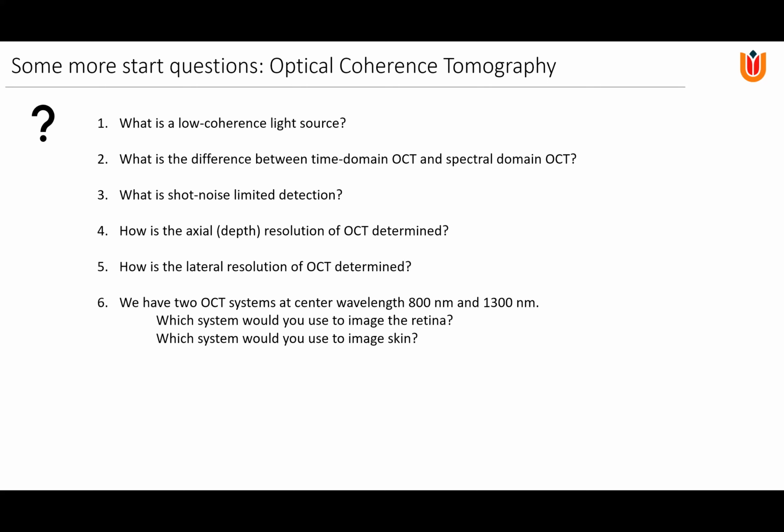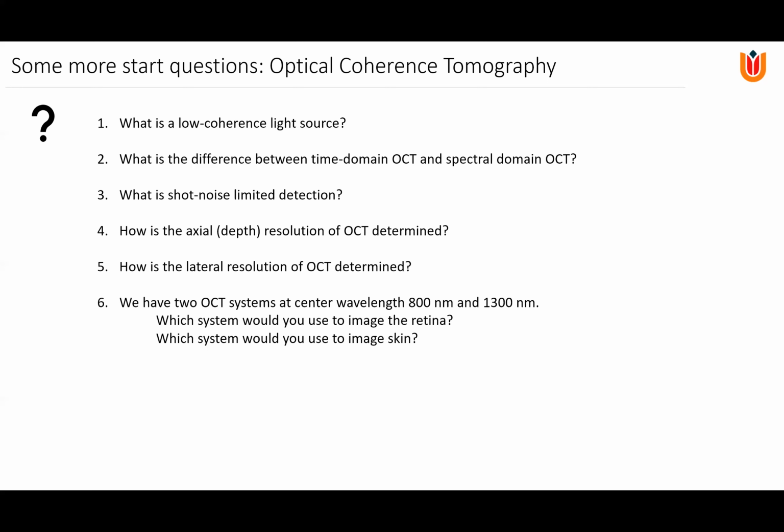Why are they called this way anyway? Well, I think in the time domain, you want one specific wavelength and then you vary the distance. In the spectral domain, you keep the distance fixed, but you have a wide range of wavelengths. Yeah, that's almost true.